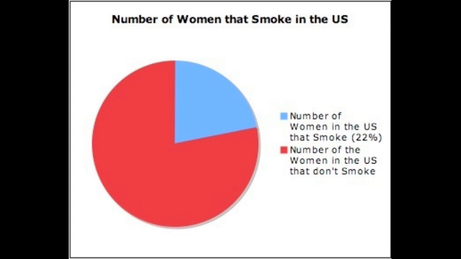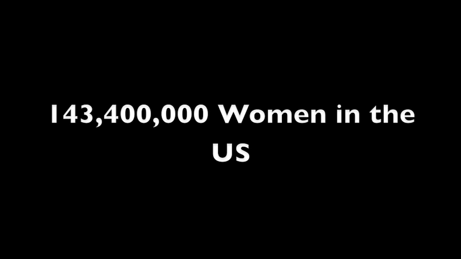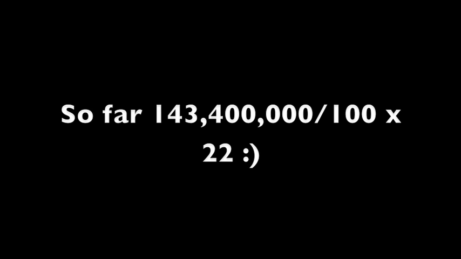48,335,000. For the women, you would have to make a ratio that would be 22 over 100 equals x over 143,400,000. Since there are 143,400,000 women in the US, you would have to divide that number by 100 and then multiply it by 22 to find 22% of that number, which would be 31,548,000.